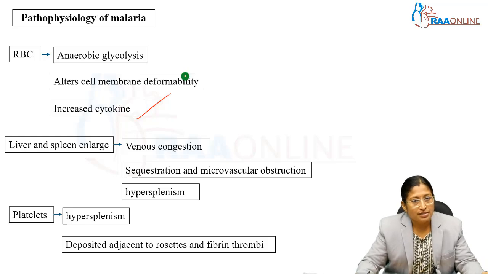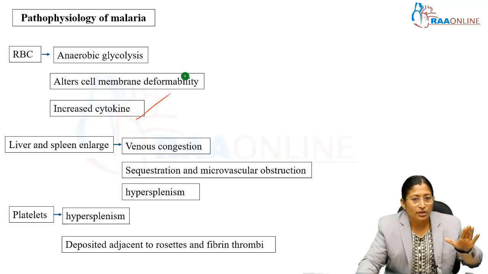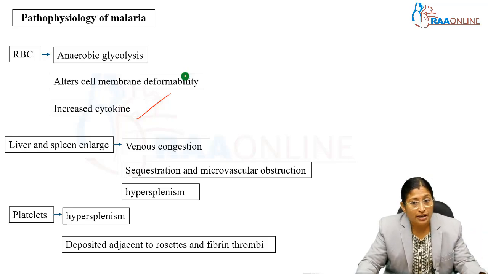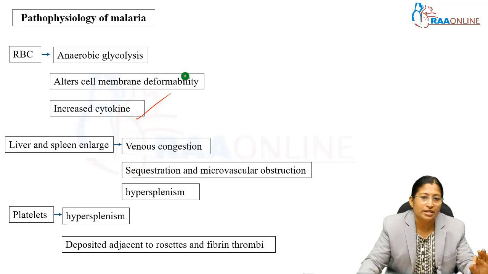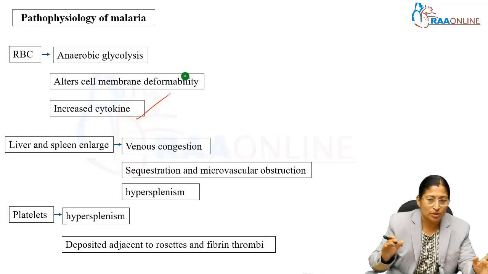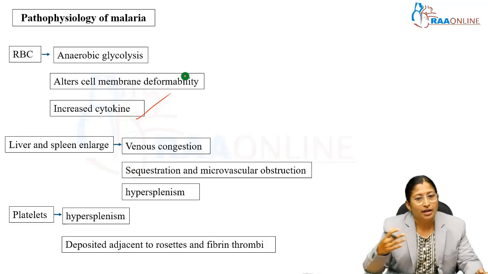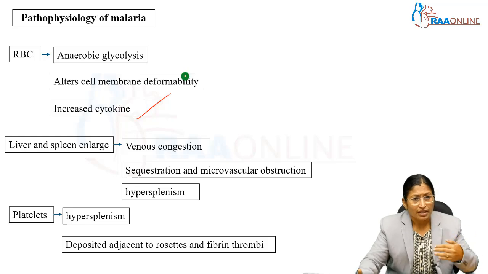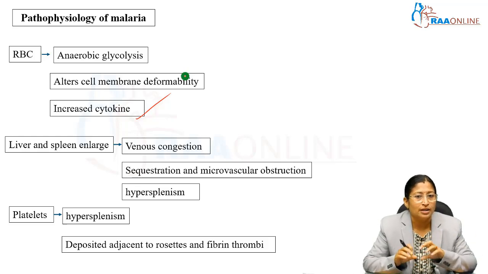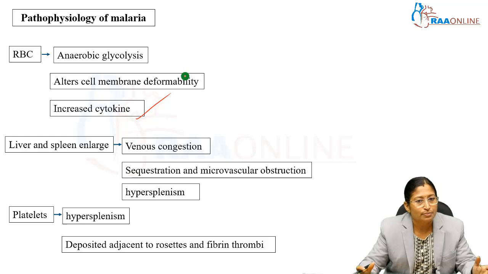Also, malaria patients develop enlargement of the liver and spleen. So what is the pathophysiology behind this? Mainly venous congestion, there is slowing of blood flow, and especially in falciparum malaria, there is sequestration and microvascular obstruction, which we will discuss in a little more detail. This causes obstruction of the microvascular circulation of the liver and spleen, causing enlargement of the liver and spleen, and of course there is hypersplenism. The spleen is overworking in destroying all the deformed RBCs, causing splenomegaly.